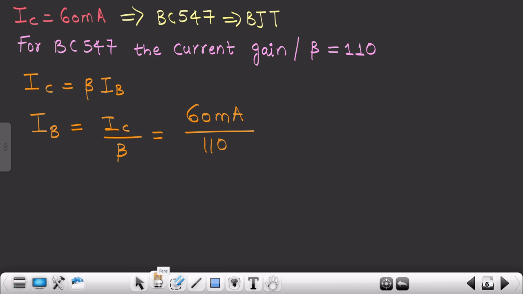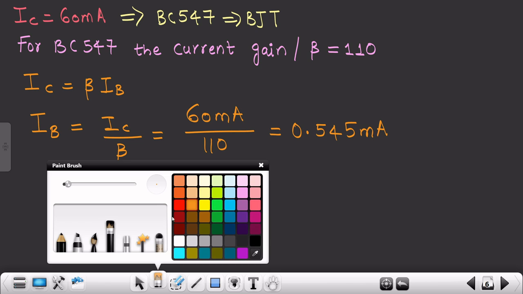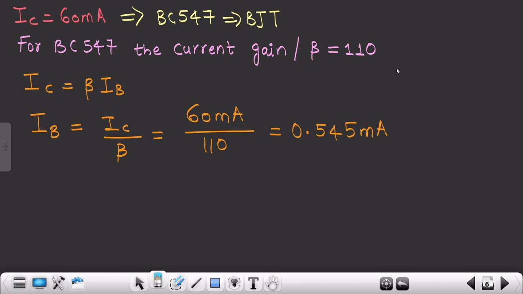So my IB pans out to be 0.545 milliampere. This is the value for my IB, or the base current. Let me highlight it by writing it over here. So my IB is equivalent to 0.545 milliampere. This is the value for the base current.